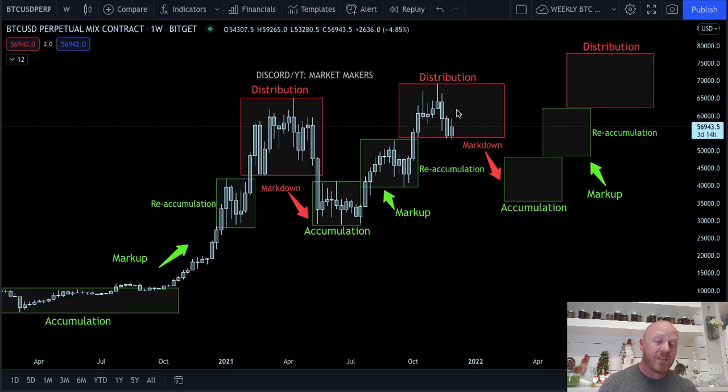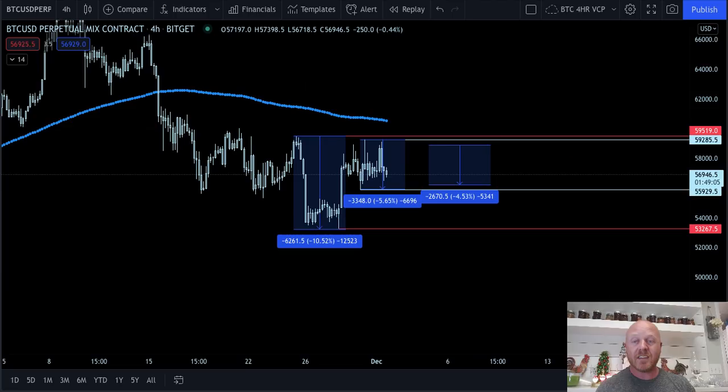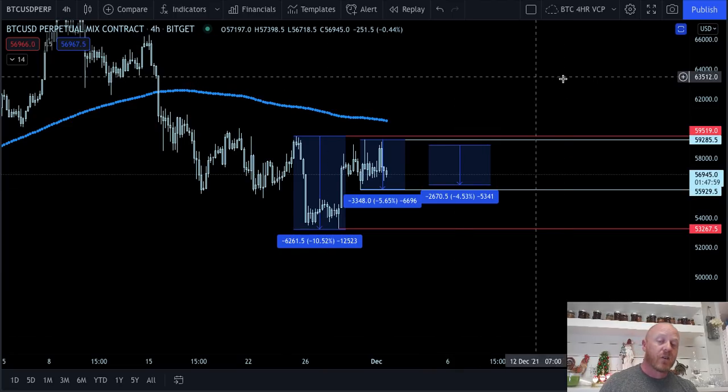But I have a pattern that can kick us up a notch, and I think you're going to really like it. So let me show you what we want to avoid. Markdown. We don't want markdown because that brings us to accumulation. These are weekly candles, and this could take weeks. It could take months. We want to end the year with a bang, and I have a pattern that does that, my friends. 4-hour time frame.